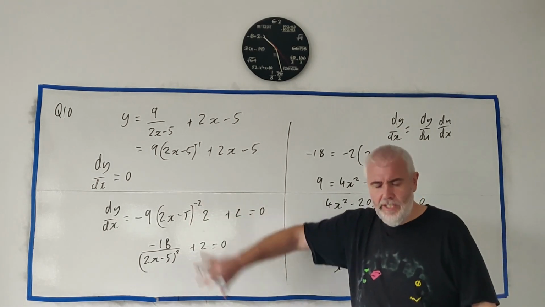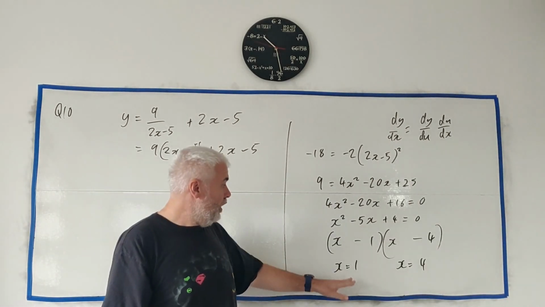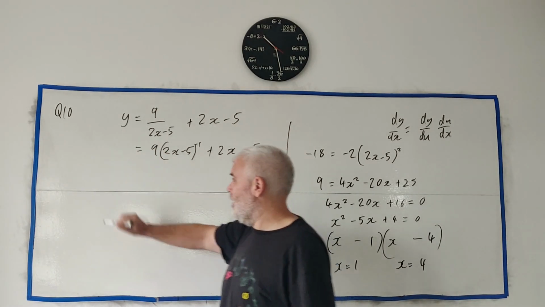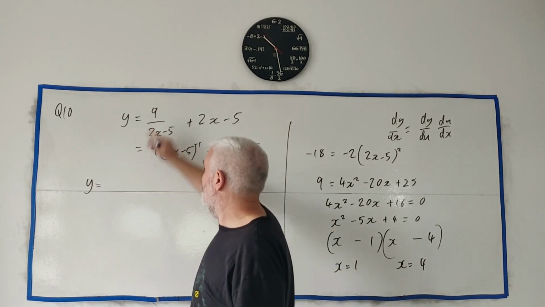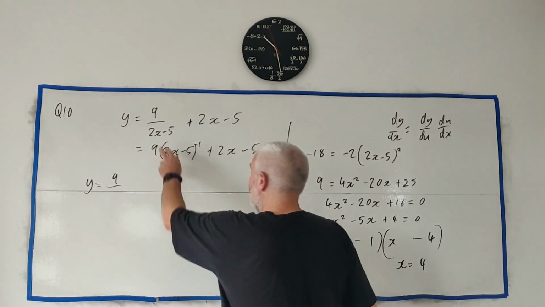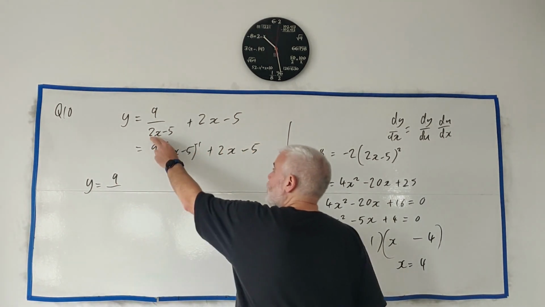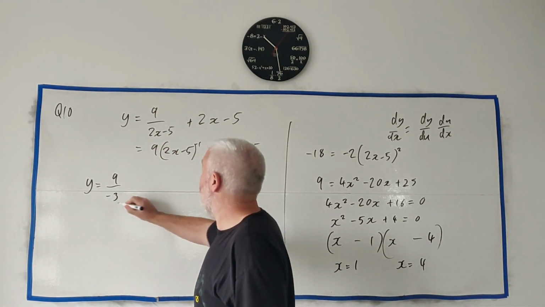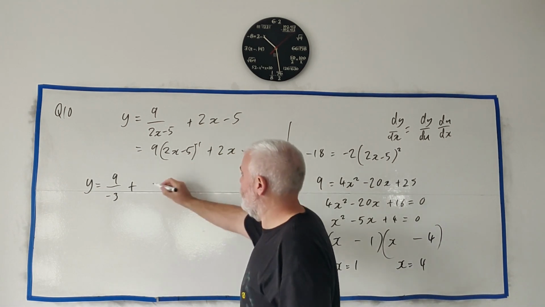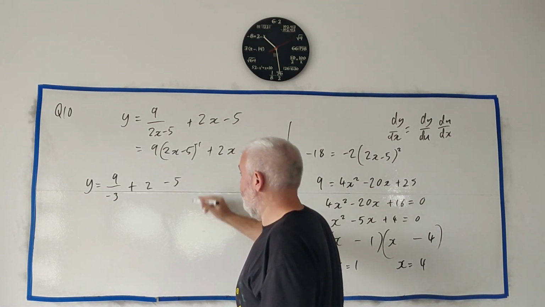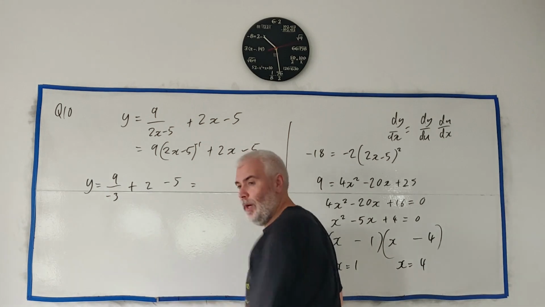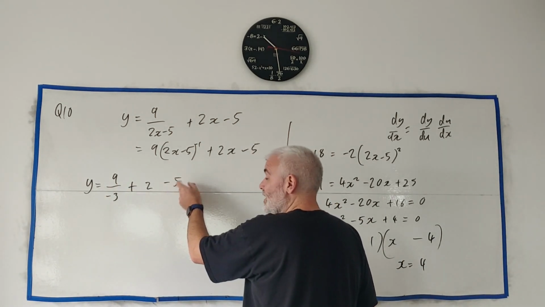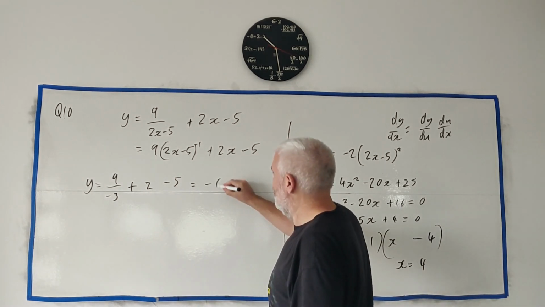Let me just clear off a little bit here and we'll do that. So you now know x is equal to 1, x is equal to 4. We need y, but y is right here. y is equal to 9 divided by, let's go with 1 first. 2 times 1 is 2. 2 minus 3 is minus 3. Plus 2 times 1 is 2, minus a 5. Clean all that up. We get 9 divided by minus 3 is minus 3. Minus 3 minus 5 is minus 8. Plus a 2 is minus 6.